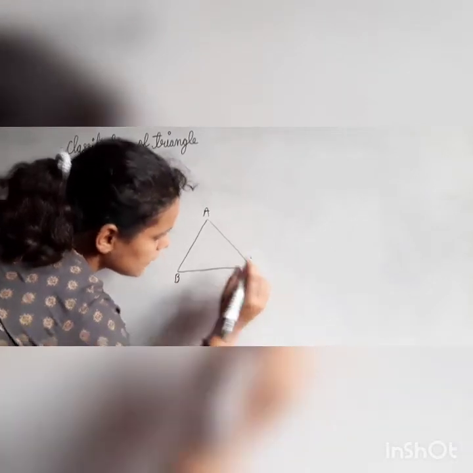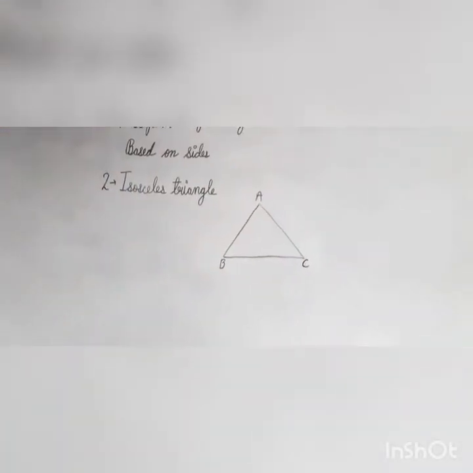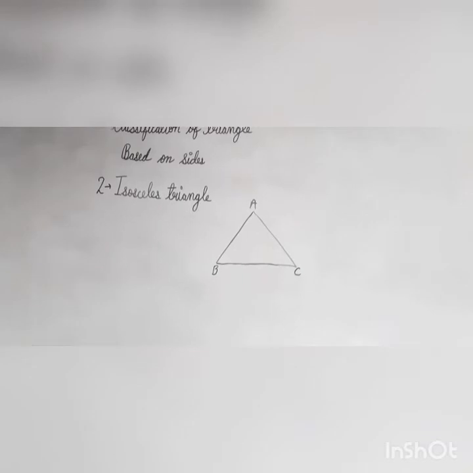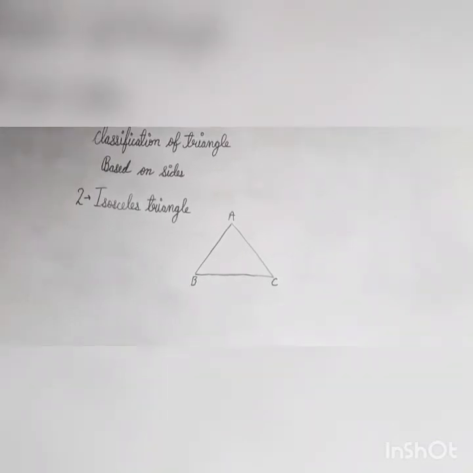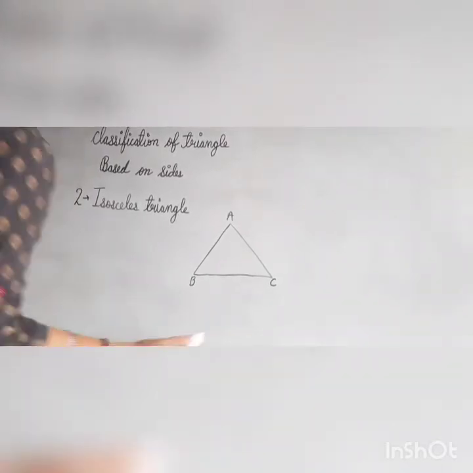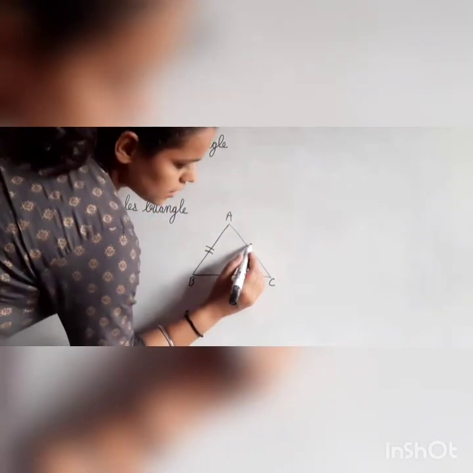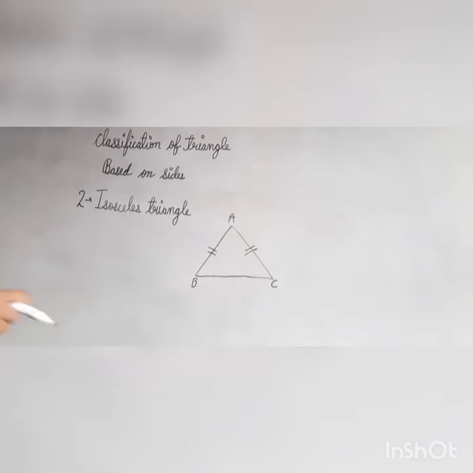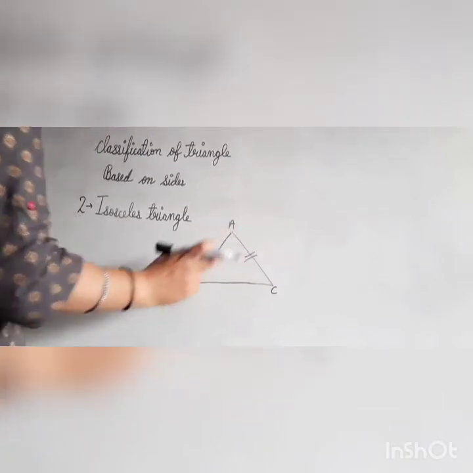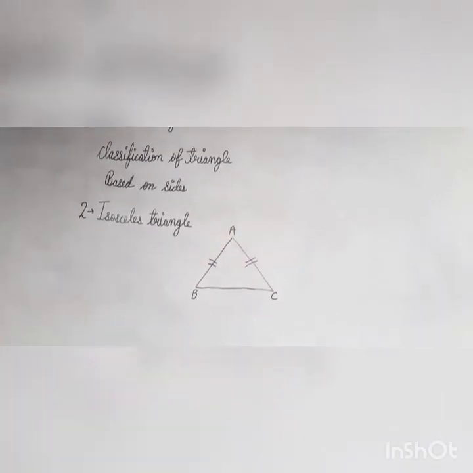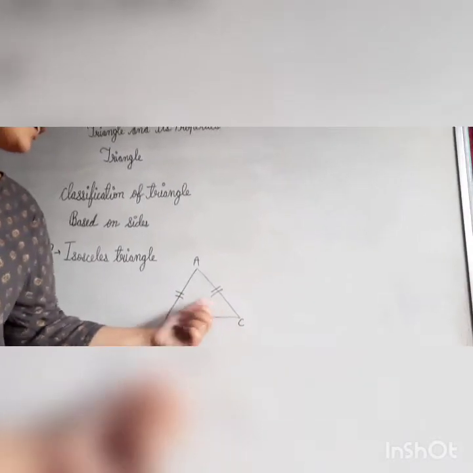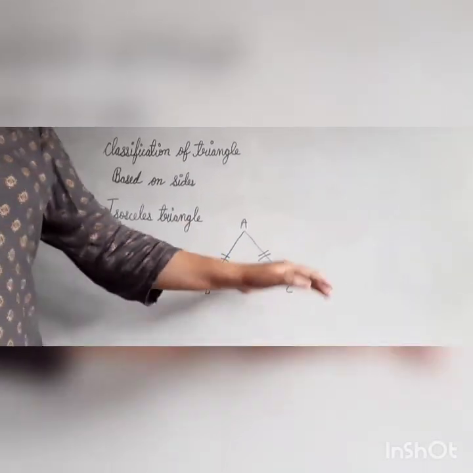This is a triangle ABC. What is an isosceles triangle? It has two sides of equal length. It means that AB is equal to AC. This is the sign of equal to. Whenever in any triangle you see this sign, it means that this side is equal to another side.